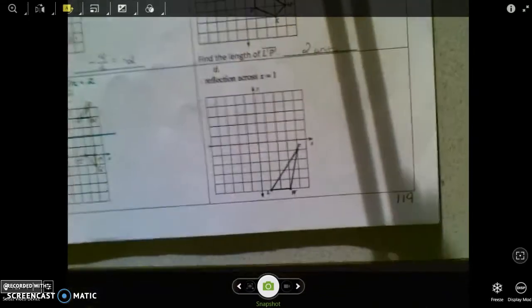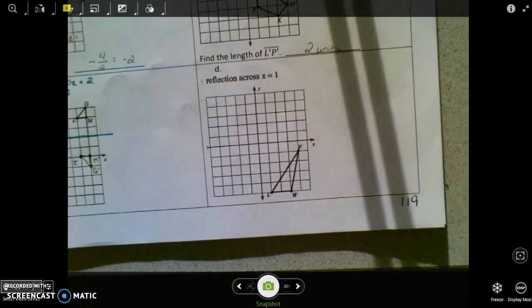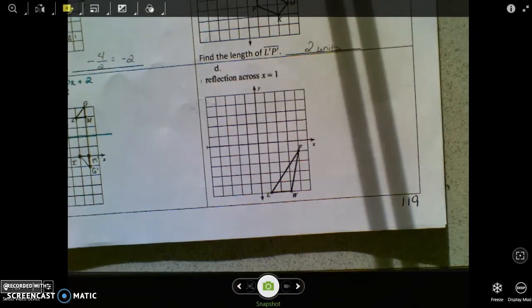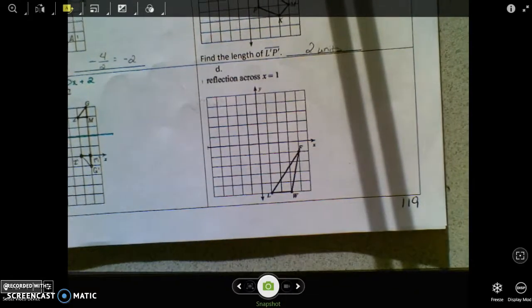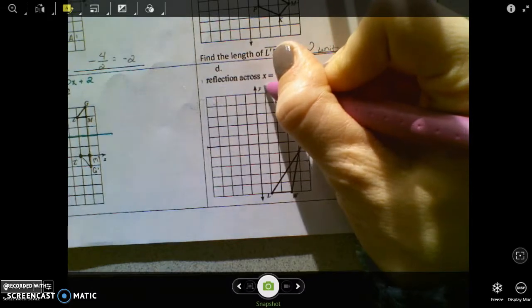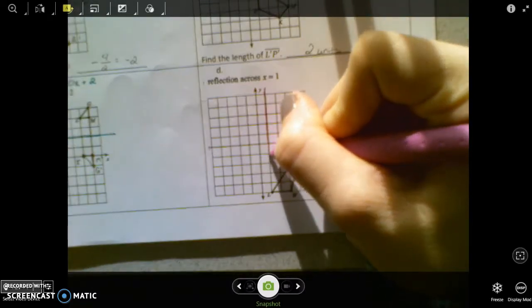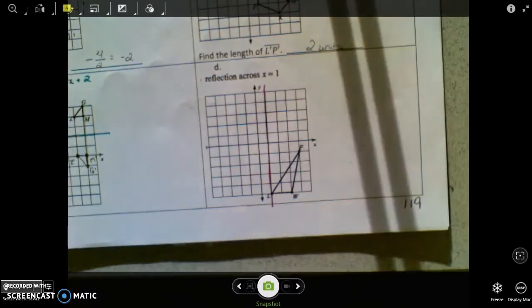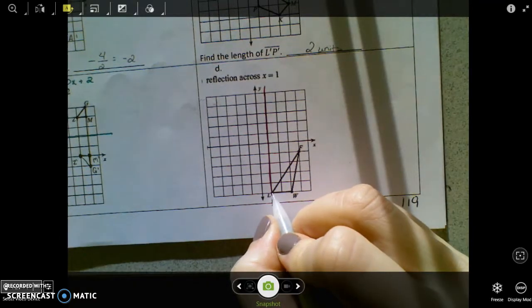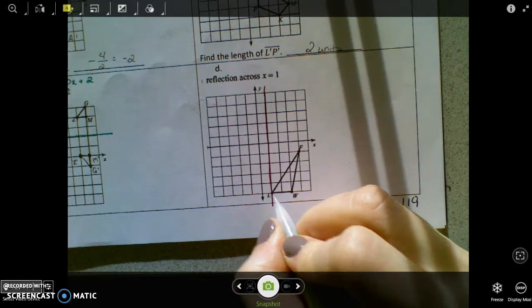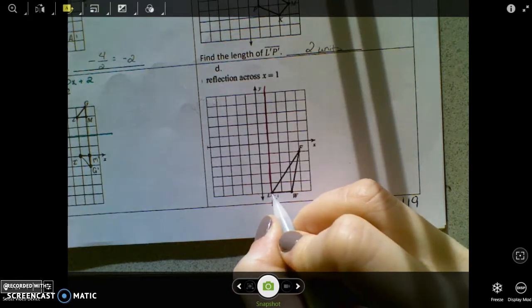One more on this page. We're going to reflect across x equals 1. This guy is not in slope-intercept form. You cannot put him in slope-intercept form. So it's a vertical line. It's a vertical line that passes through all the x values of 1. And you'll notice I drew right through point L. Point L is on the line. Its image, L prime, will also be on the line, 0 away.